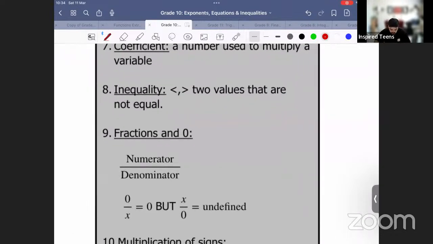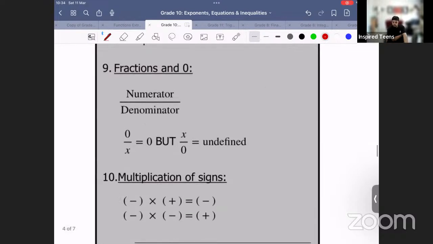Inequalities: greater than, less than. Remember where the pointy part points towards is always the less than sign, and then the other open mouth side is greater than. Two values are not equal. Fractions and 0. So in fractions, we have the numerator on top and the denominator at the bottom. So 0 divided by x, meaning 0 divided by anything, is equal to 0. But anything divided by 0 is undefined.